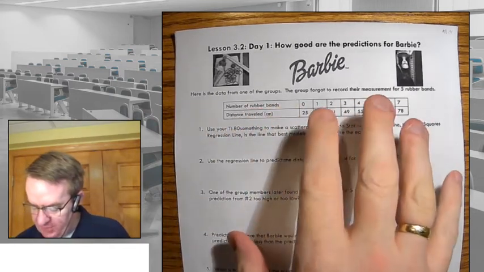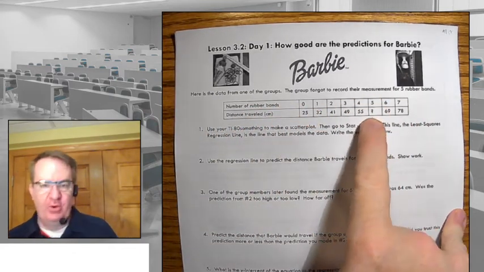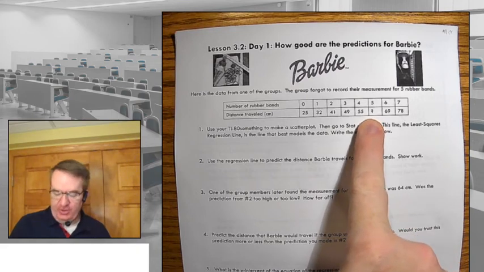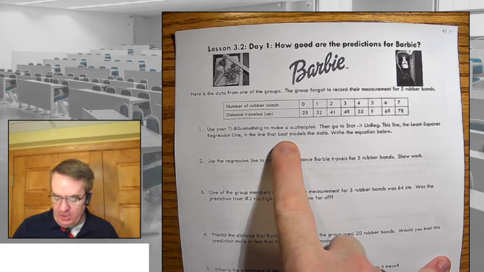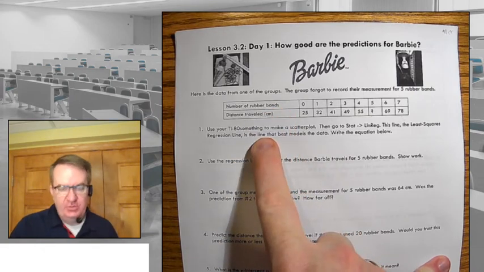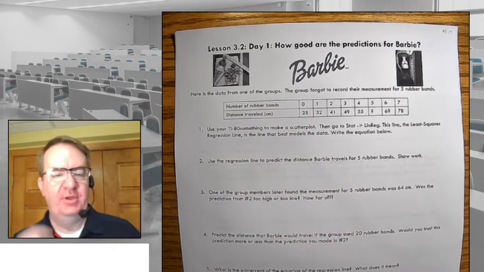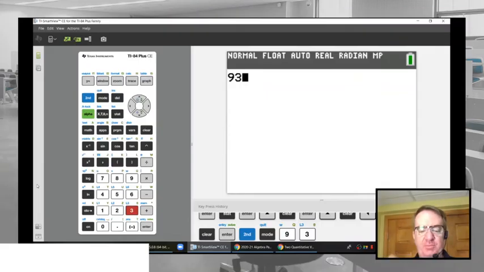So here's the data from one of the groups. They forgot to record how much the distance of 5 was. So we're going to try to see if we can figure that out and help them out. We're going to go to our calculators and do the scatter plot from there. So if you open up your calculator, we will. Let me clear this off.